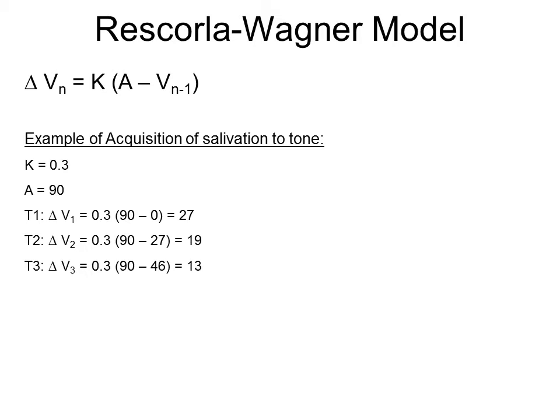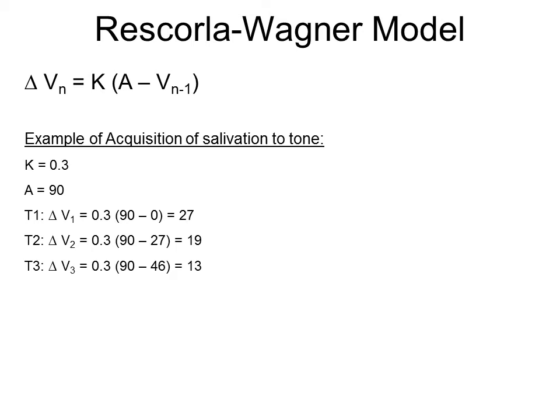But we go on. Trial 3, delta V3, or the change in conditioning on trial 3, is equal to the salience of 0.3 times the asymptote of 90 minus 46. Again, 46 represents the cumulative strength of conditioning up through the previous trial. We have two previous trials, one yielding 27 associative units and another yielding 19 associative units. Taken collectively, that's 46 associative units. 90 minus 46 is 44. 44 times 0.3 yields 13 associative units on this particular trial. And again, I have rounded to the nearest whole number.